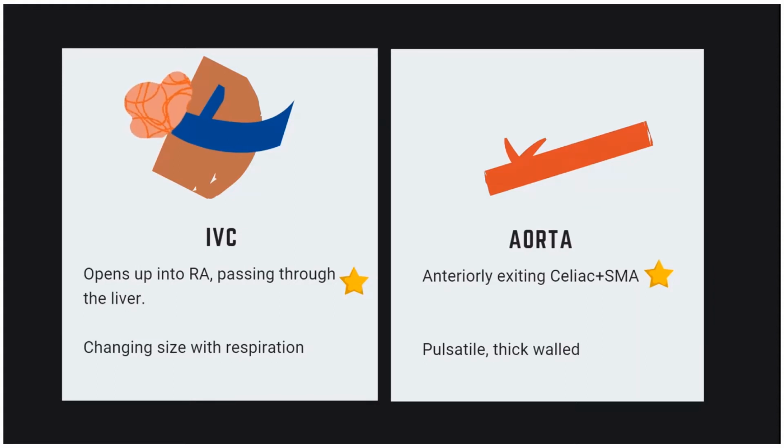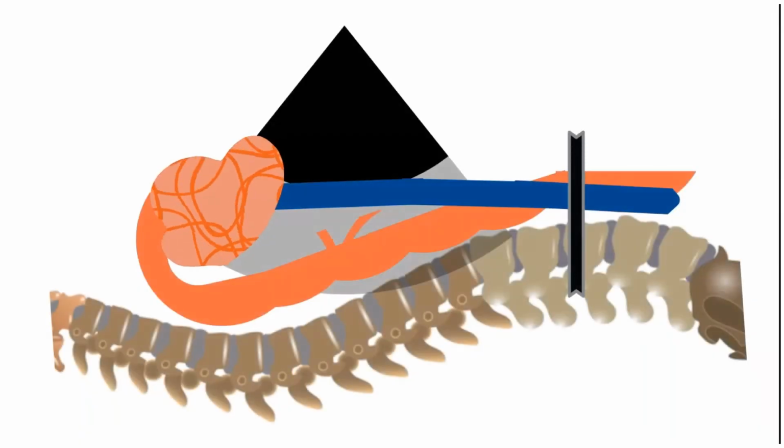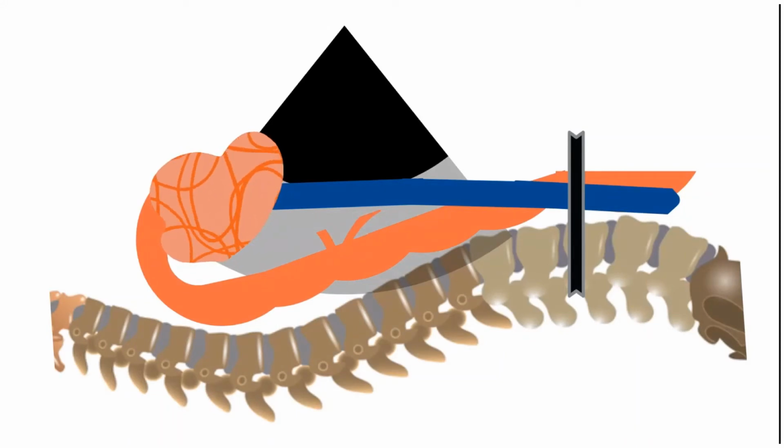You also need to see that the IVC changes with respiration. The aorta is different from the IVC. Its anteriorly exiting celiac and SMA are the differentiating factors, and that's what you need to show. It also will look pulsatile and thick-walled in the long axis compared to the IVC. So observe the anatomy of the IVC and the aorta.